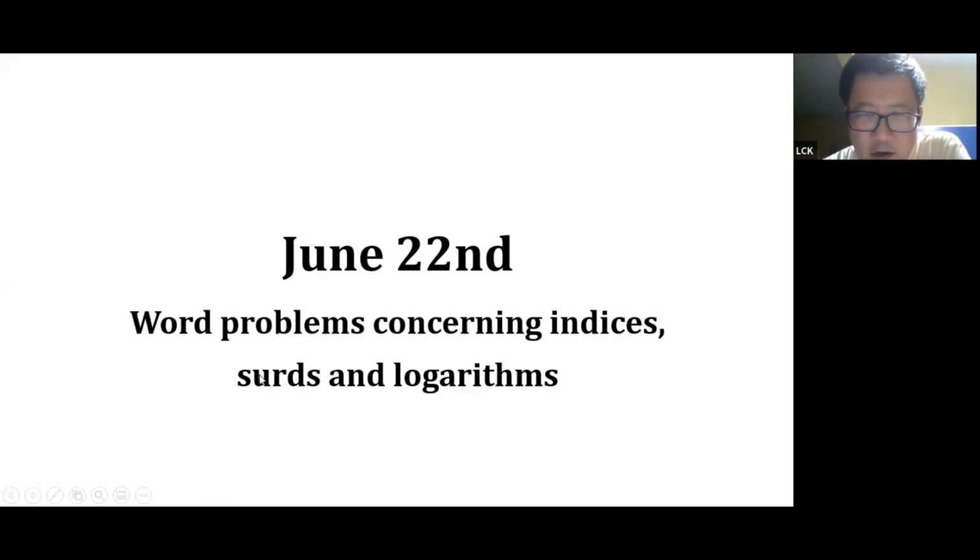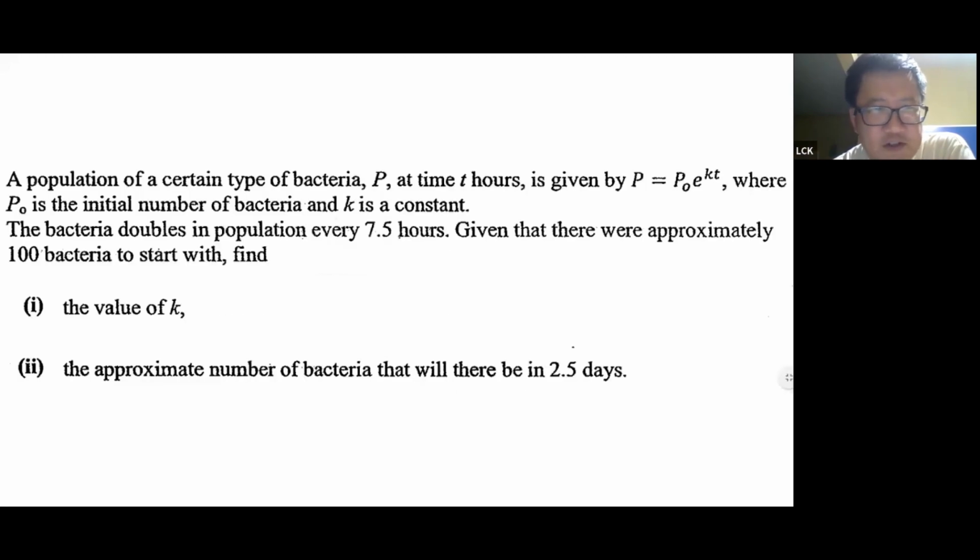Indices we did 2 weeks ago, surds we did a week ago, and logarithms we completed today. Now, these problems are ones I've obtained from, again, these test papers, and I'm going to go through them and show you how to solve them. And I've got 2 or 3 questions here for you, just to give you an idea of what we're going to do on the 22nd.